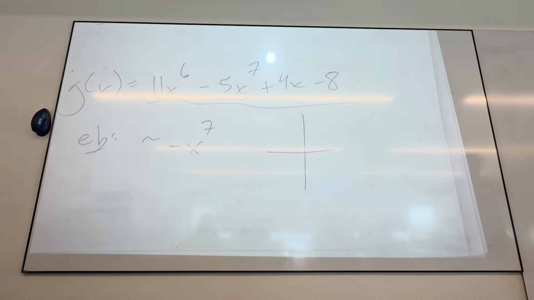If I have x to the 4th, what's the end behavior? X to the 4th. You ready? Can everybody do it? X to the 4th, what's the end behavior? All right, what is 5x to the 4th? What's the end behavior? Did you have to move it all?